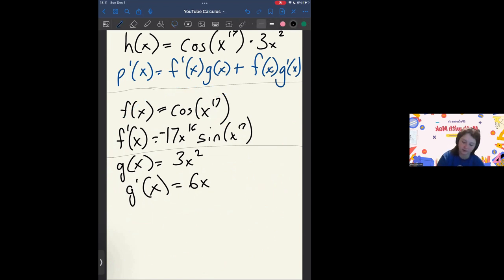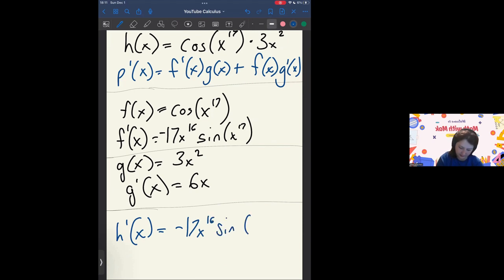So now all we have to do is plug into the product rule and say that h prime of x is equal to negative 17 x to the 16th sine of x to the 17th times 3x squared. And I'm out of room, so I'm going to write my plus sign down here. And then multiply that by cosine of x to the 17 times 6x. And that's my final answer.